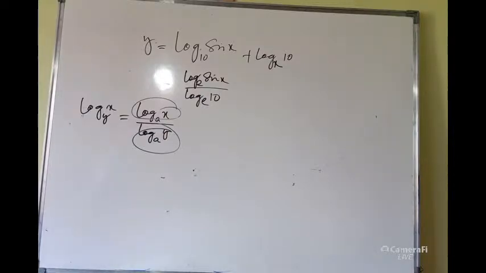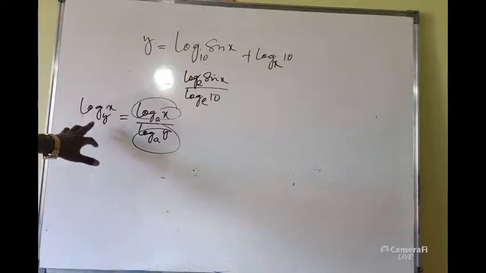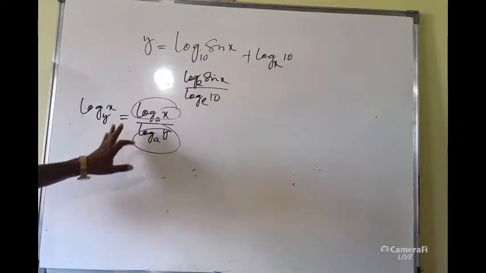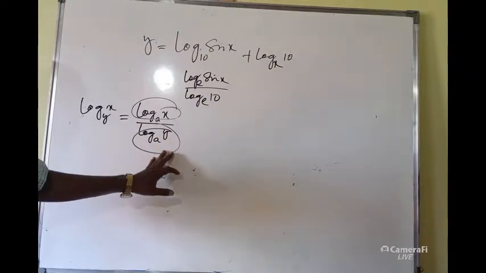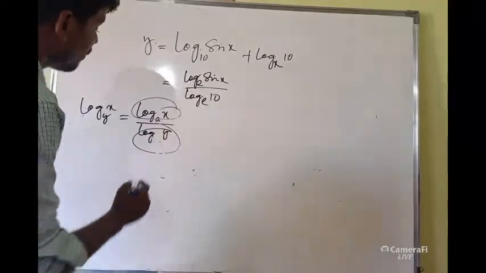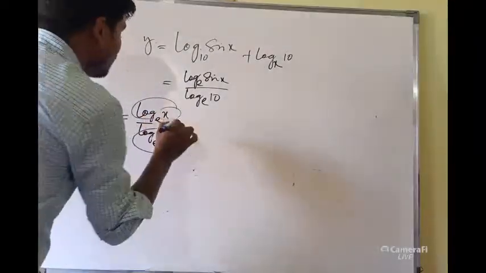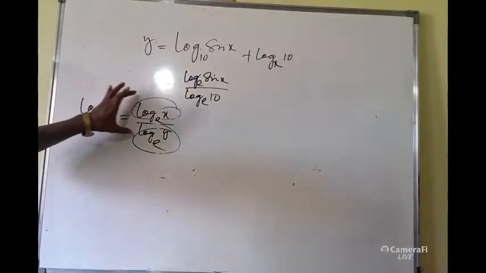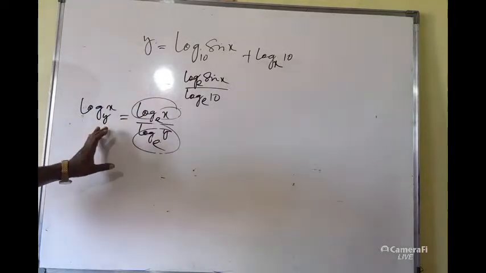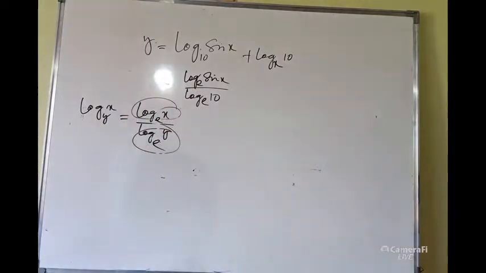If we have log x base y, then we can write log x base a divided by log y base a. Also here the base e, and also here base e. The base is the same in two terms. If we write this term in divide form, then the base is the same in both terms. Is it clear? Also here log sin x base 10 can be written as log sin x base c divided by log 10 base c.